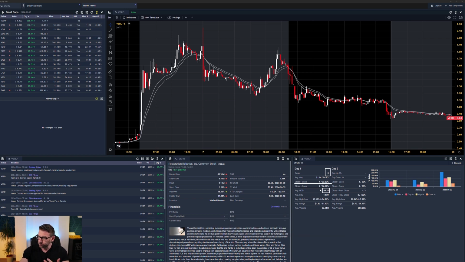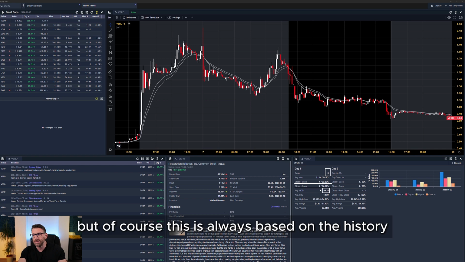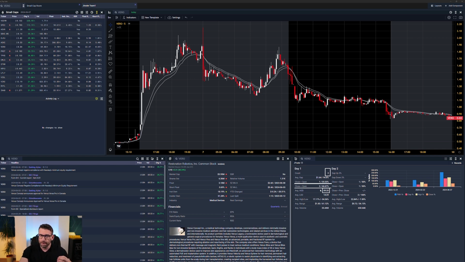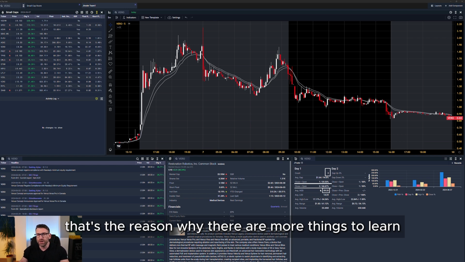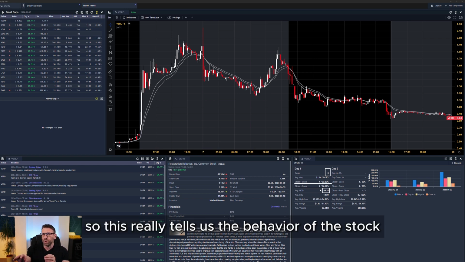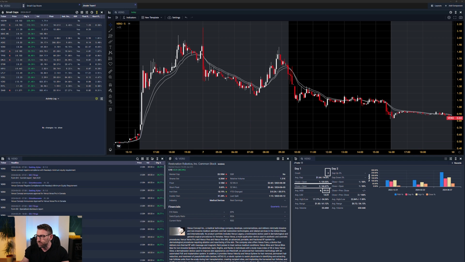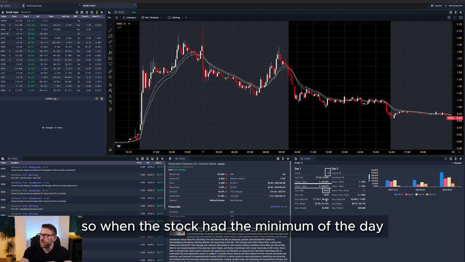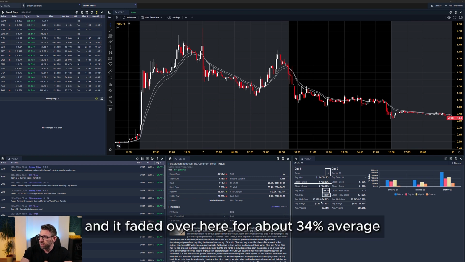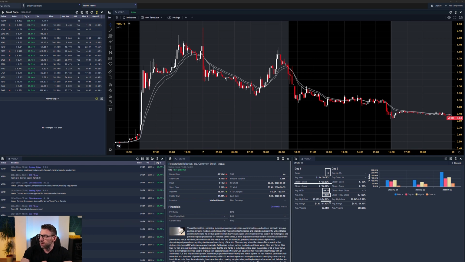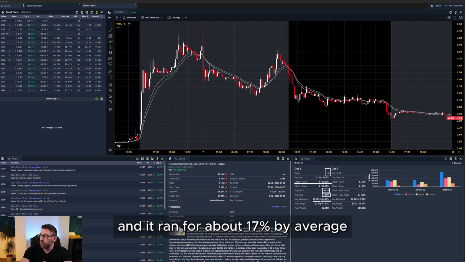But of course, this is always based on the history, and sometimes history doesn't repeat. That's the reason why there are more things to learn, but this is the forecast. So this really tells us the behavior of the stock. And then I'm looking at the low of the day. So when the stock had the minimum of the day, around 2:30 p.m., it faded for about 34% on average, and it ran for about 17% on average.